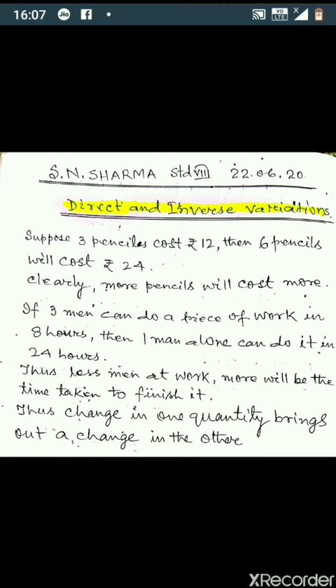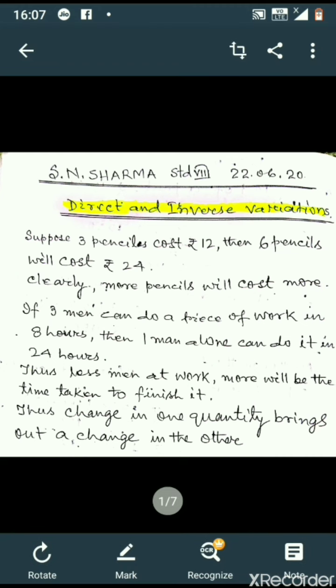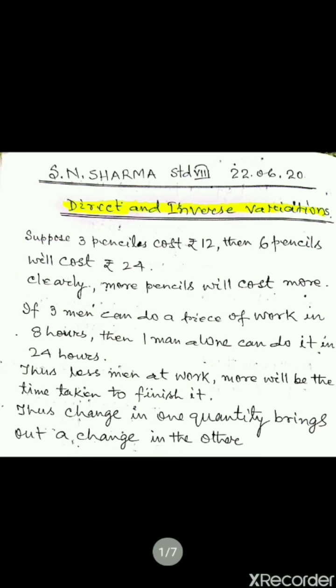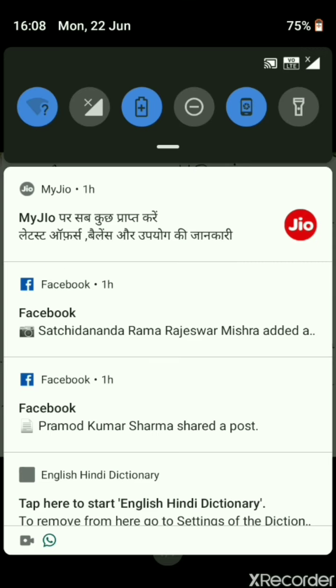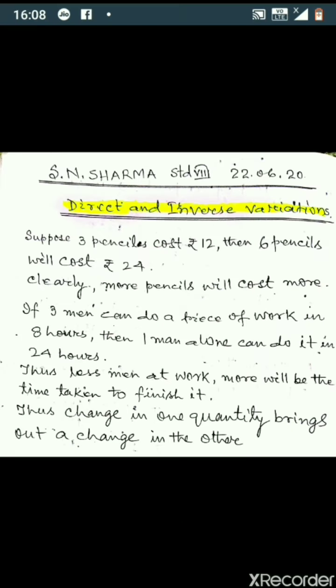If 3 men can do a piece of work in 8 hours, then one man alone can do it in 24 hours. Thus, the fewer men at work, the more time is taken to finish it. Thus, a change in one quantity brings about a change in the other.